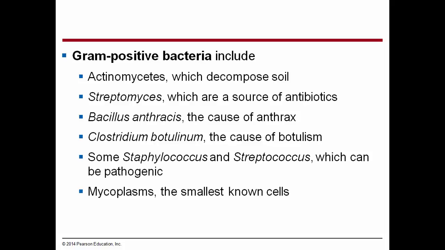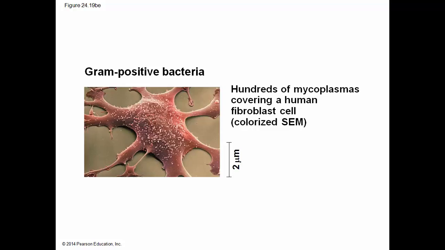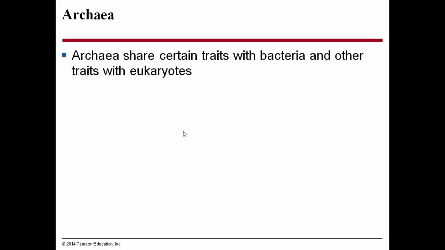It's also the compound used in Botox injections. So when people get plastic surgery, they use one of the deadliest toxins in the world, botulinum toxin. Some Staphylococcus and Streptococcus can be pathogenic, and mycoplasmas are the smallest known cells. Here's the streptomyces, and here's mycoplasmas. They're covering a human fibroblast cell. There're tiny little cells scattered all over here. These are all the mycoplasmas.